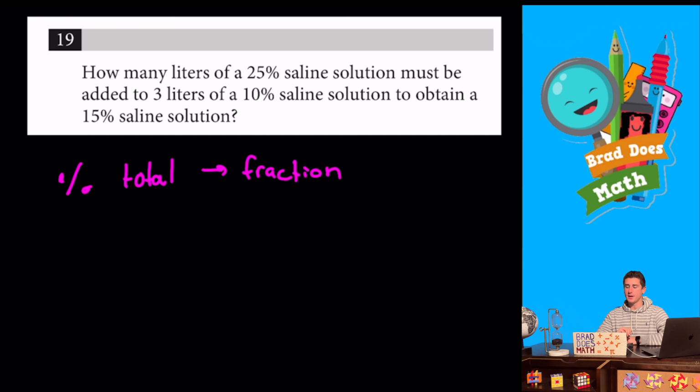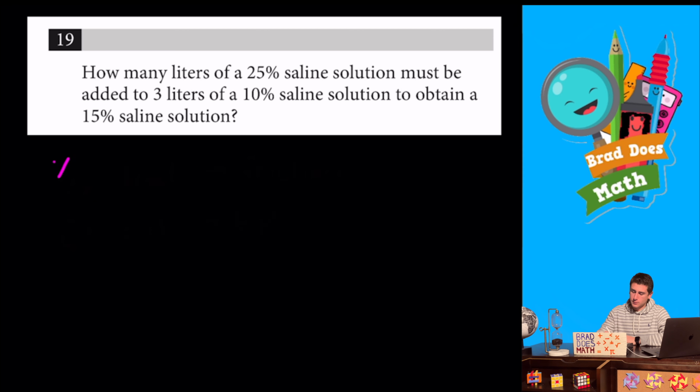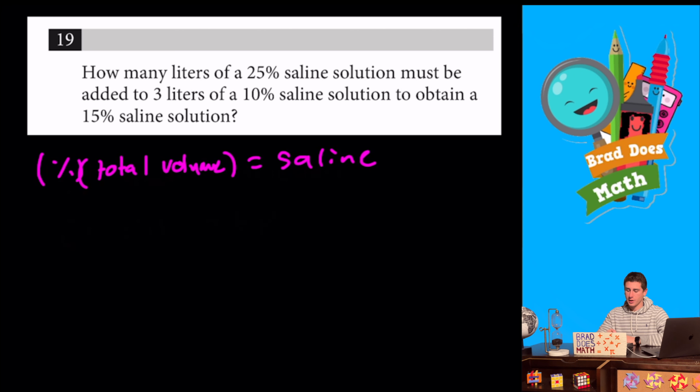What I mean by that is, let's say you have a 6% tip. You're going to multiply 6% by your bill to get your fraction of the bill. That's the tip. Same thing here. We're going to multiply our percent times our total volume to get our percent that's saline, which is just salt. So the percent times the total volume gives us the amount of salt.